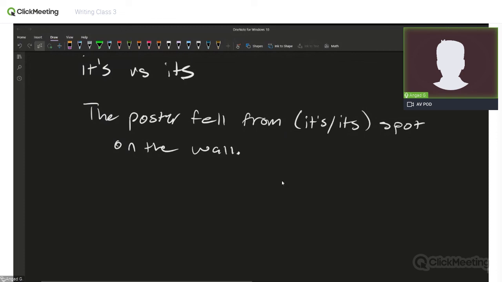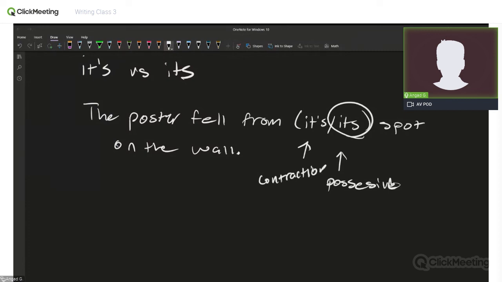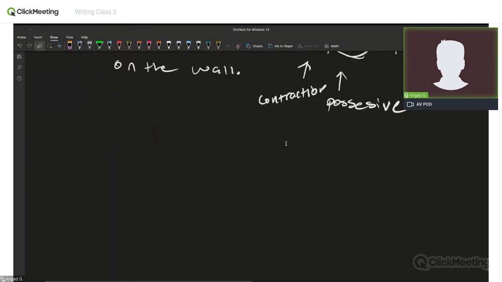Good job, Ryan. It's the second one, because that it is possessive, while this one is a contraction standing for it is. The poster fell from it is spot on the wall makes no sense. Its spot on the wall: it owns that spot on the wall. It possesses that spot on the wall. All right.